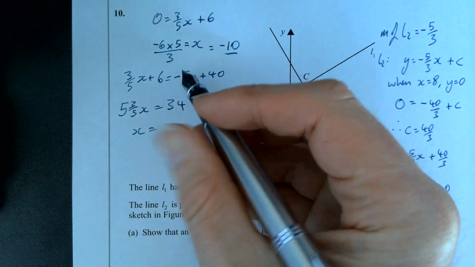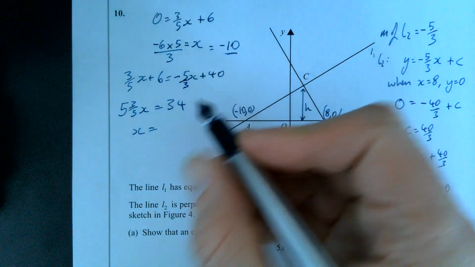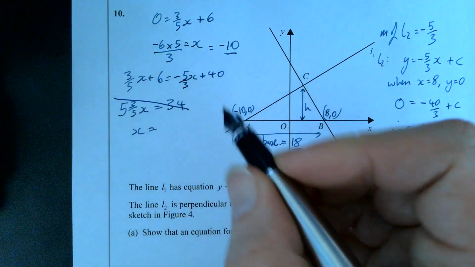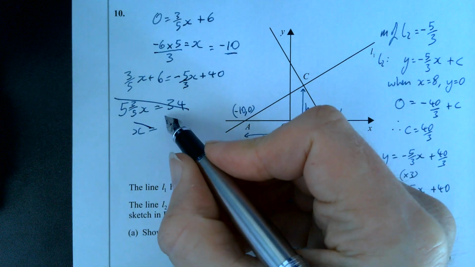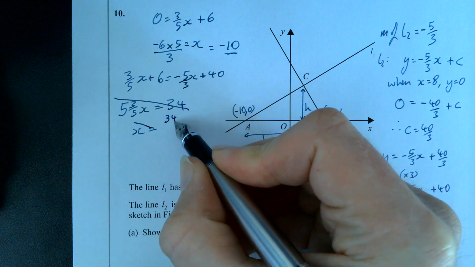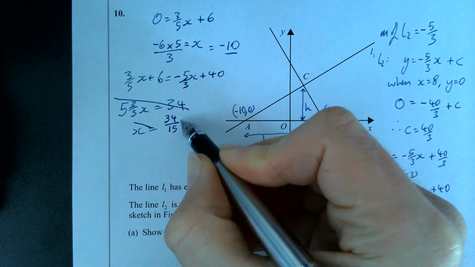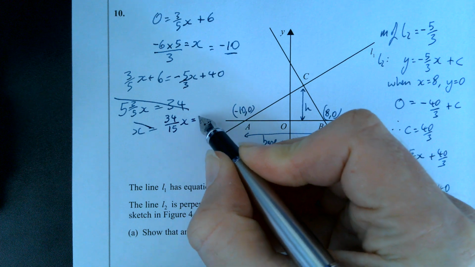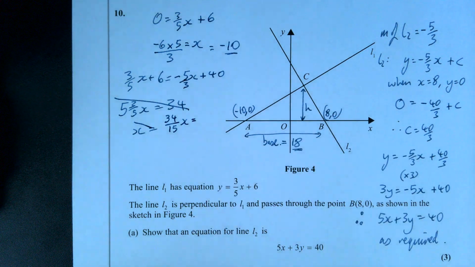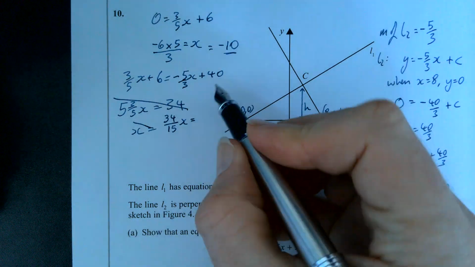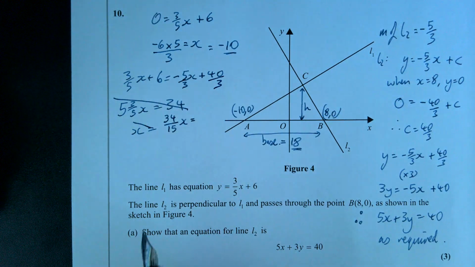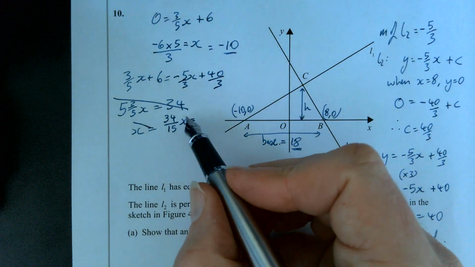I do apologise, I've made a mistake, haven't I? Minus 5/3 x, it should be there. So that's going to make a difference, isn't it? We're going to need to add 5/3 to 3/5, and if we do that, that gets us 34/15 of x equaling, hang on, I do apologise, I'm still making mistakes. This was 40 over 3, wasn't it? Not that.